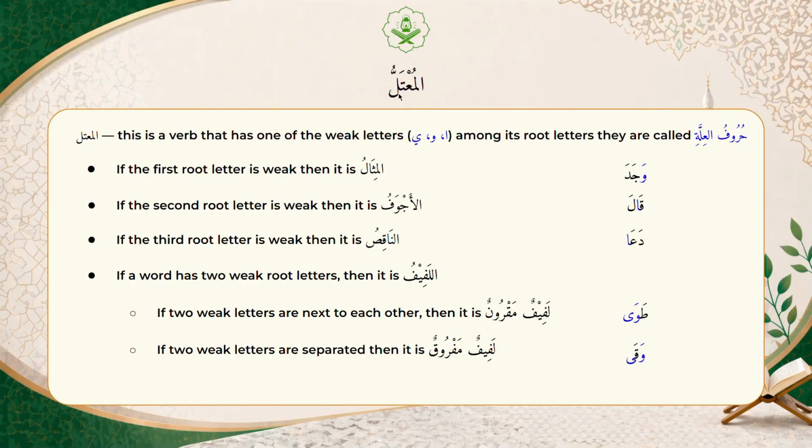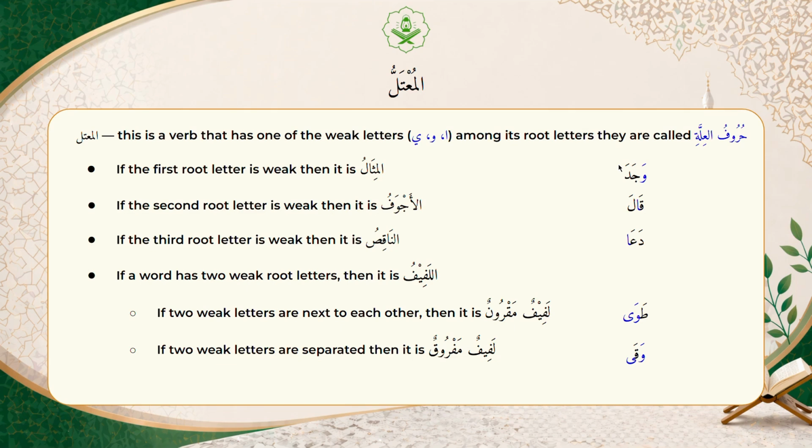So al-mu'tal. So what is mu'tal? Mu'tal is a verb that has one of the weak letters amongst its root letters. So these weak letters are called huruful illah, and they are alif, waw, and ya. So if the weak letter is in the beginning of the word, it will be called مثال. المثال, like وجد. Waw in the beginning of the word.